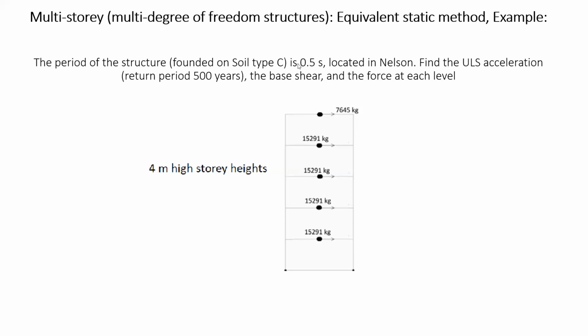Now, how do you get the total? What do you start off with to get the total base shear? Well, you get the total base shear by first finding the response acceleration, which you've already done. You've got a return period of 500 years, and the period of the structure is 0.5 seconds. You've got the location, so you should be able to start off by finding the response acceleration based on the first mode of vibration. So find the response acceleration, okay?